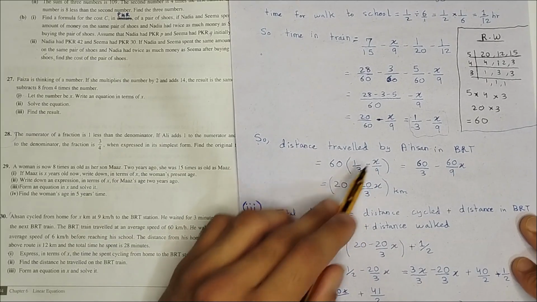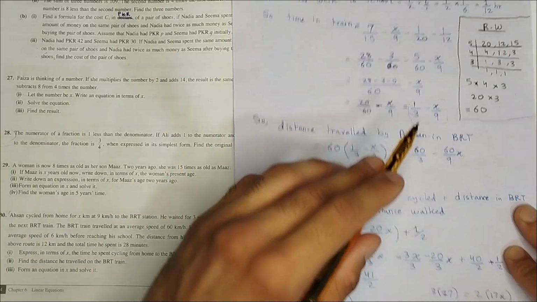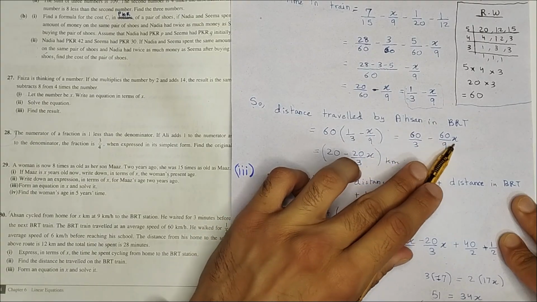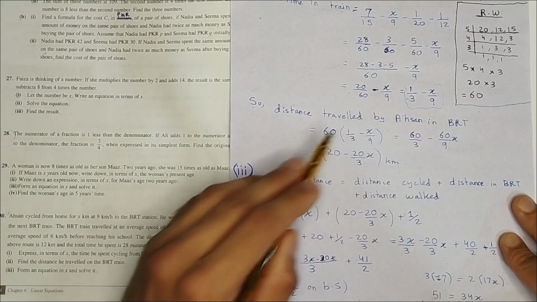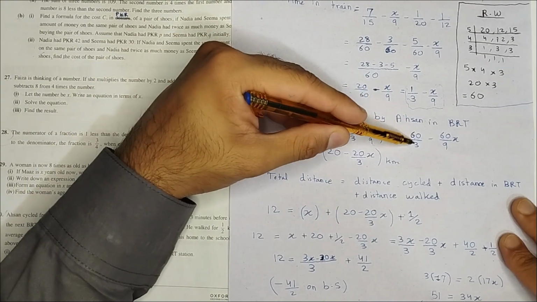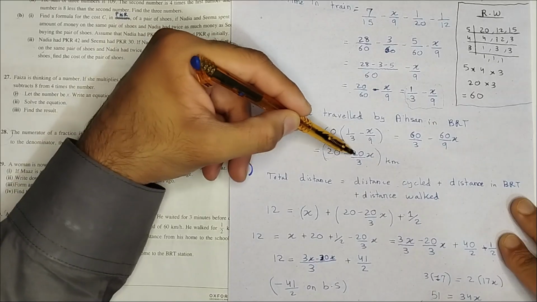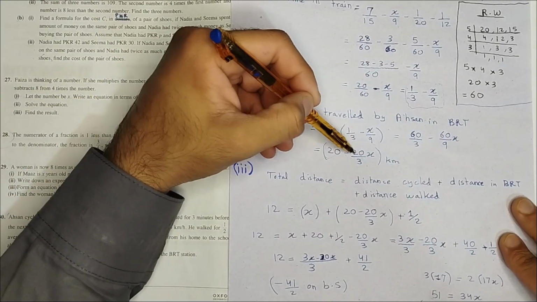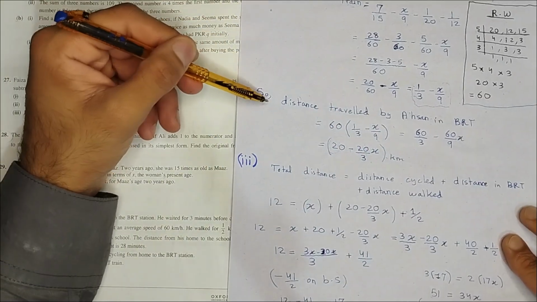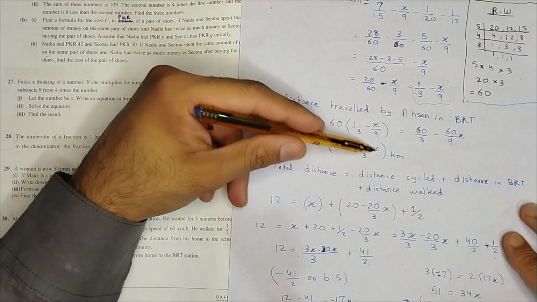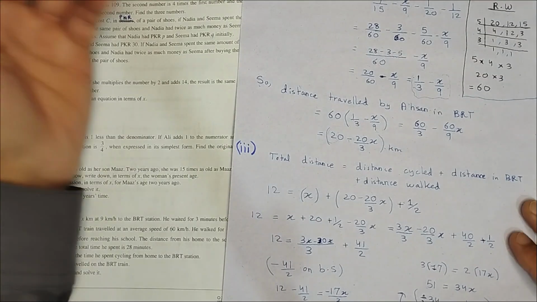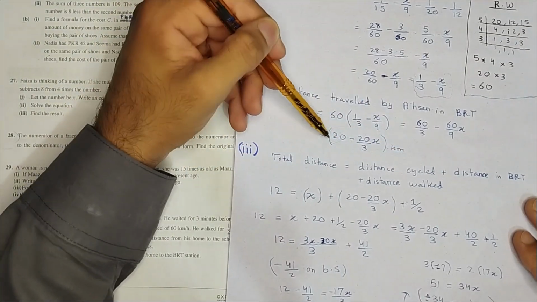60 multiplied with 1 by 3 and 60 multiplied with negative x by 9. 60 multiplied by 1 by 3 is basically 60 divided by 3, minus x multiplied with 60, which is 60x divided by 9. Now both of them can be further simplified. 60 divided by 3 is 20, minus 60x by 9, which simplifies to 20x by 3. This is the distance that he traveled. Since we don't know the value of x, we cannot simplify this further. That's why we're going to leave it at that, and this is going to be our answer.